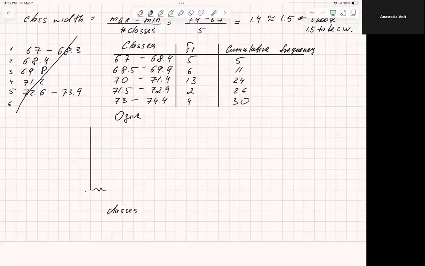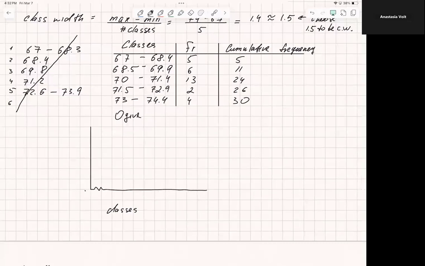That would mean that we're not starting from 0, right? And then we can continue on. So we have some kind of information that we are skipping. So now the first one that we will mark here would be 68.4.